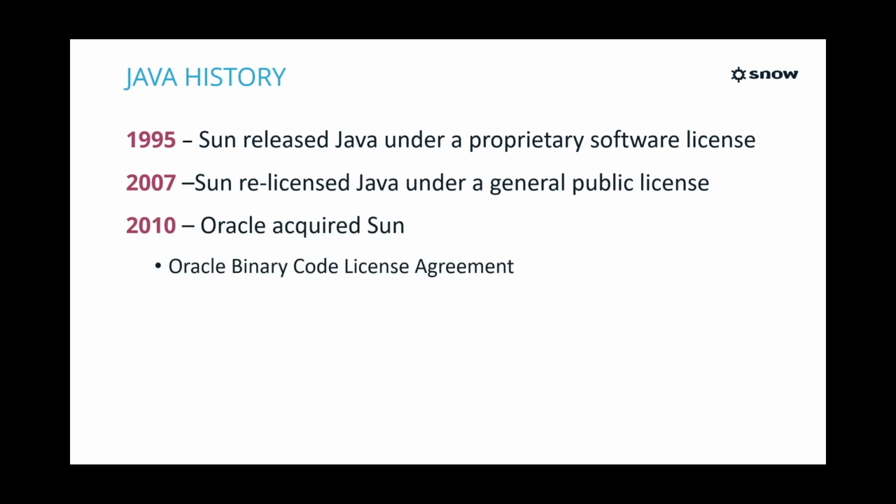Oracle acquired Sun in 2010, and part of the agreement was that Oracle would continue to make Java available free of charge under the open source model. Oracle has done this under its Oracle Binary Code License Agreement.